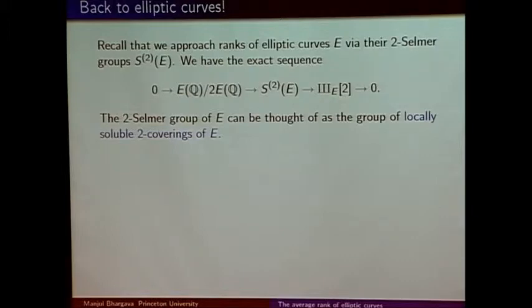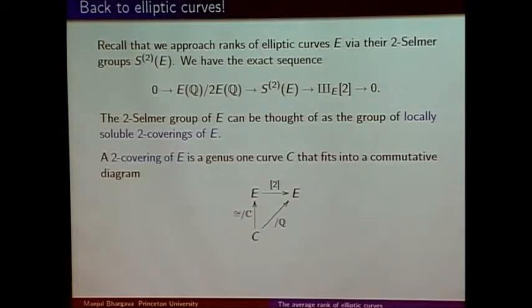So the way we explicitly think of the two Selmer group is the group of locally soluble two coverings of E. So what is a two covering of E, first of all? And then I'll explain what locally soluble is. A two covering of E is a genus one curve C that fits into a commutative diagram like this. So you have an isomorphism of C with E over the complex numbers, but then you have a map from C to E defined over the rationals, which commutes with multiplication by 2.